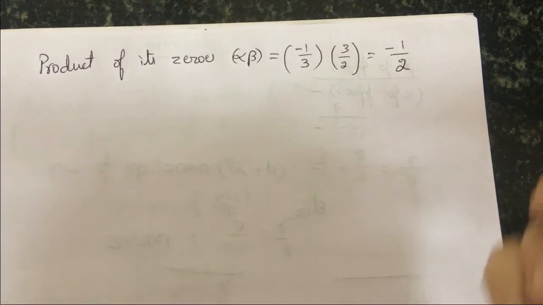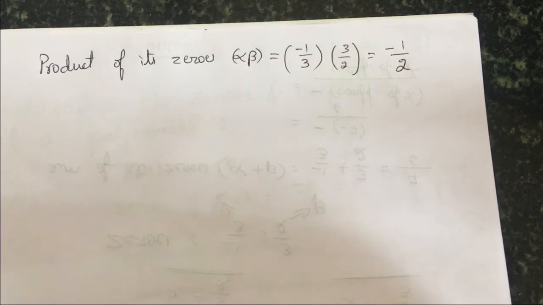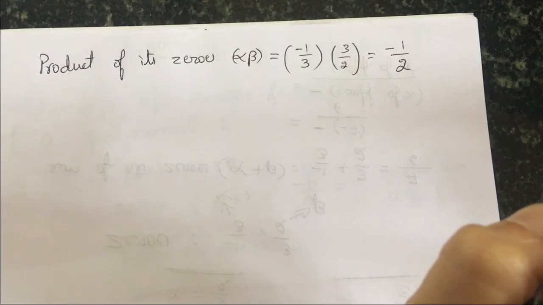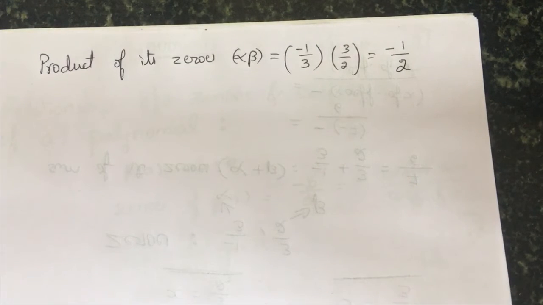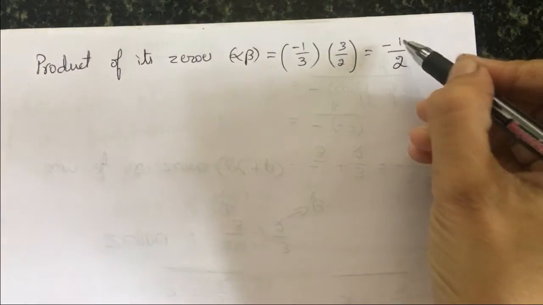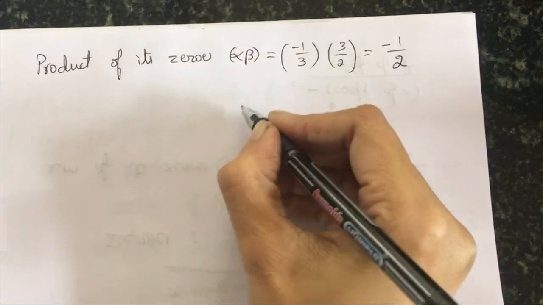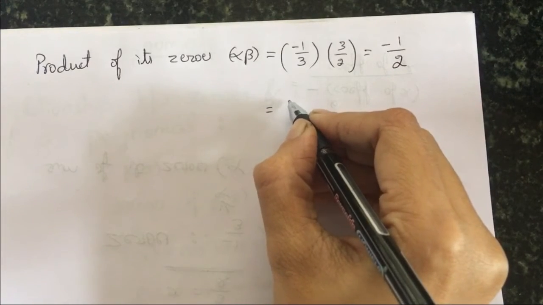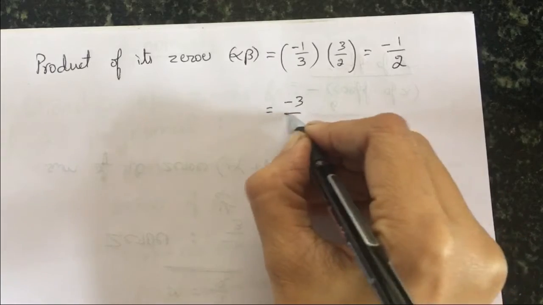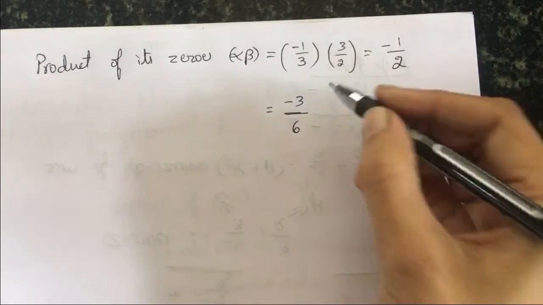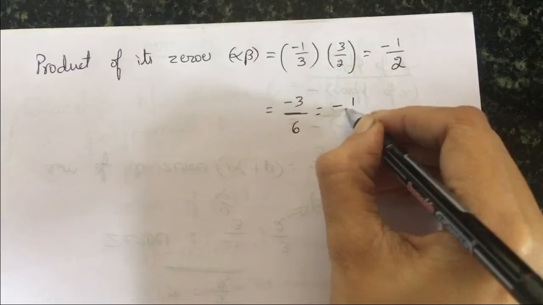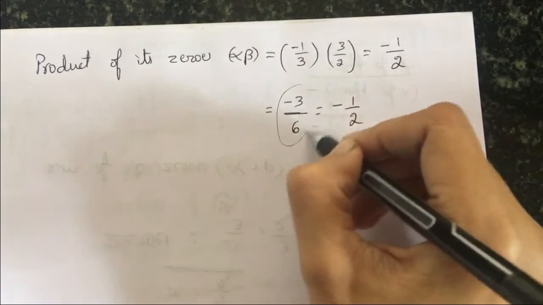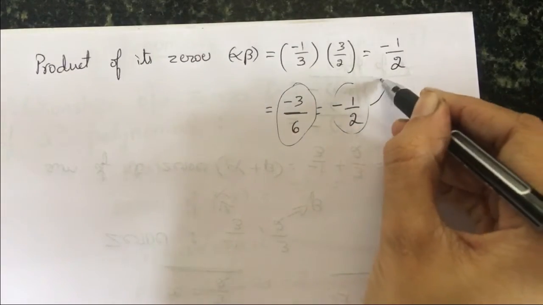See, in my polynomial I have 6 as the coefficient of x square, minus 7 as the coefficient of x, and minus 3 as the constant term, right? Now I am getting minus 1 by 2. If I take the constant term, that is minus 3, and the coefficient of x square, that is 6, minus 3 by 6 is nothing but minus 1 by 2. Now this is simplified to this, and which is same as this.